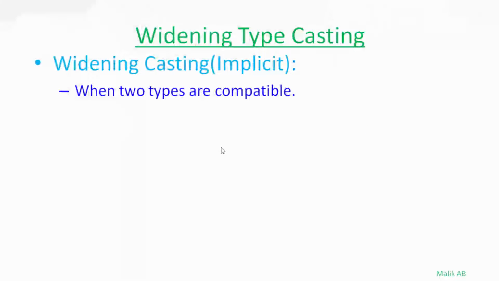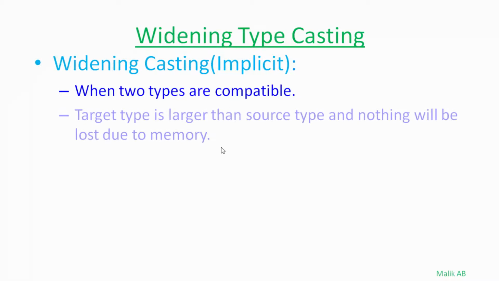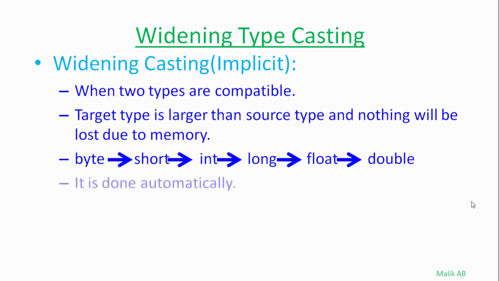It is done when two types are compatible. Target type is larger than the source type and nothing will be lost due to memory. It is that we are saving a smaller value in a larger allocated memory, so no value will be lost. Here you can see if we are saving byte in short or short in int or byte in float, or here you can see if we have a smaller data type saving in larger data type, then it is widening typecasting. It is done automatically as no data will be lost.